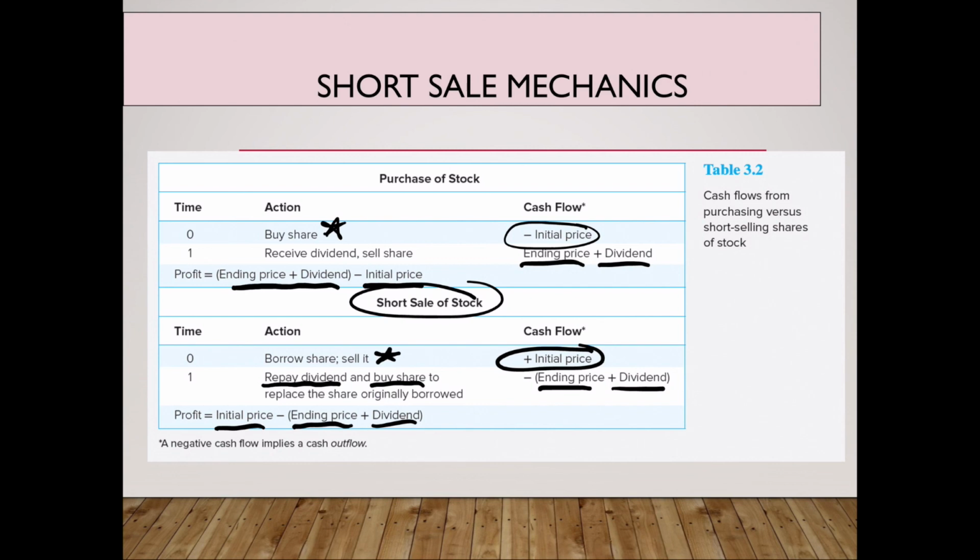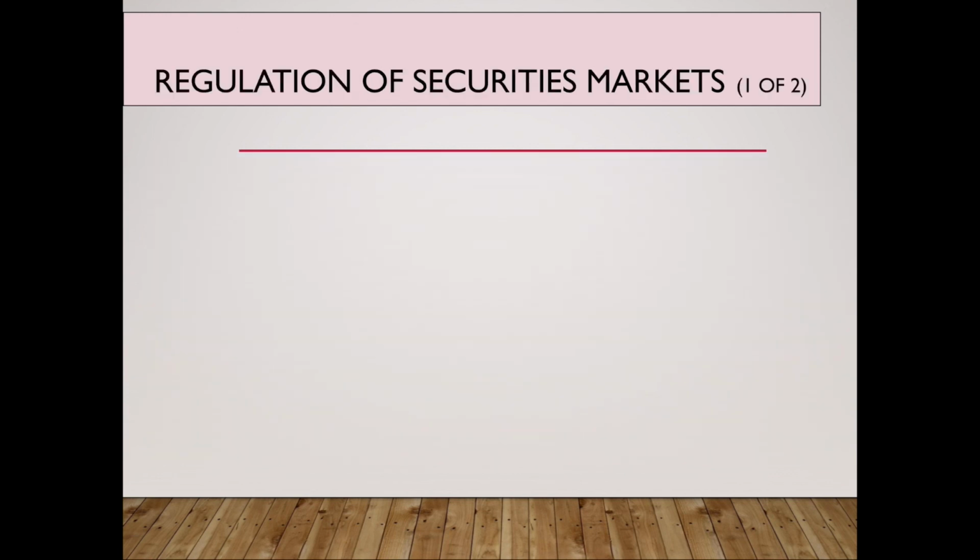So you can see that it's backwards in returns of the buying and the selling of the securities. You're selling it, a cash inflow, and then you buy it back at the lower price, and that's how you would make your profit if what you sold it at is greater than what you bought it back at that later time period. Now, who regulates these security markets?